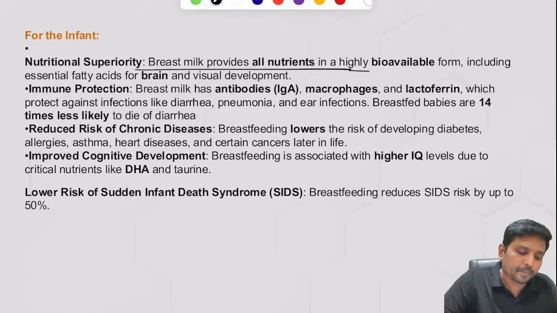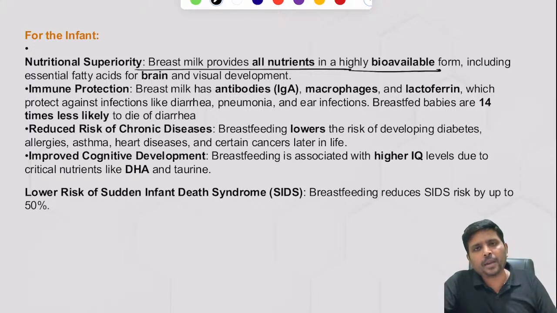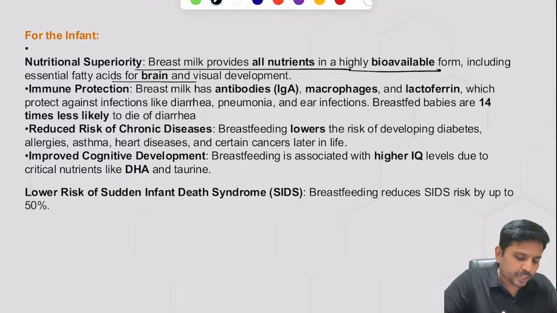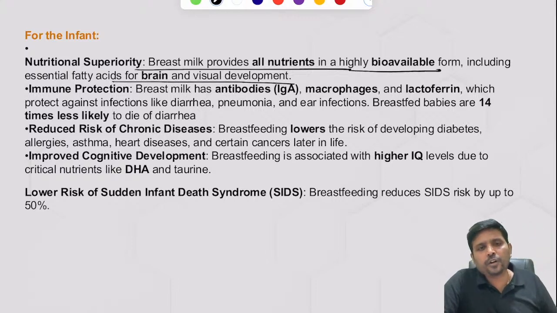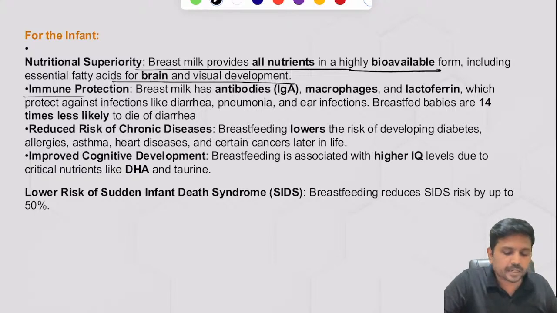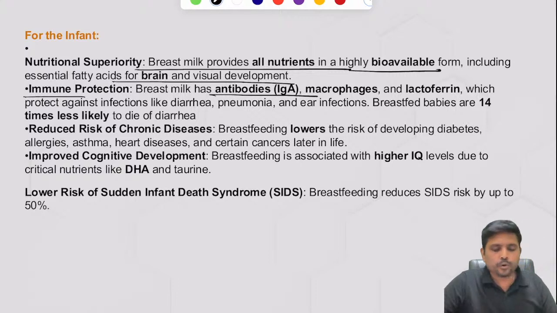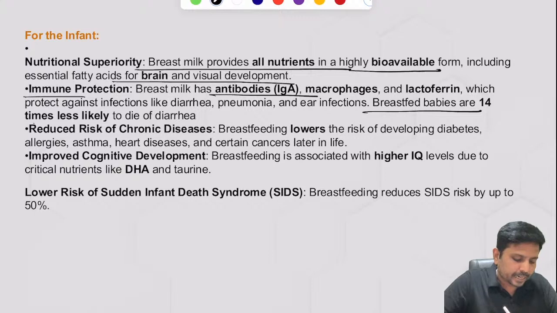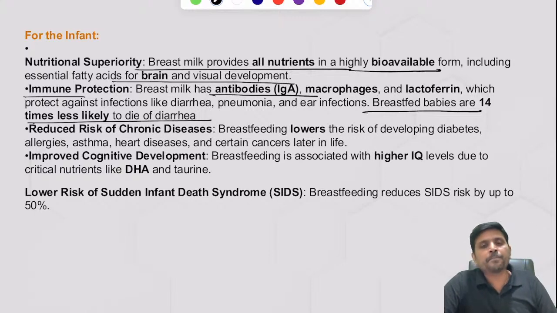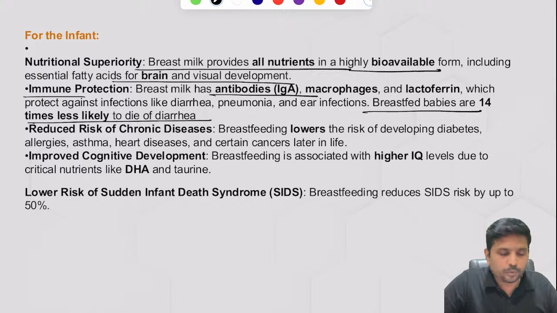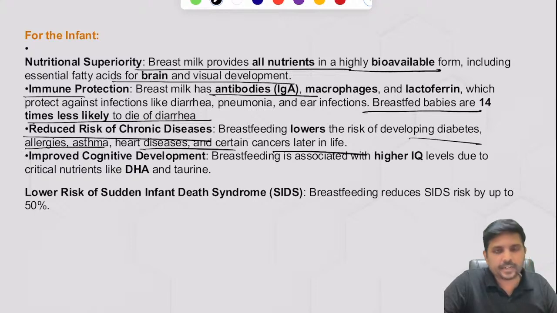They are highly bioavailable so that brain and vision can be utilized to the fullest. Immune protection by means of lysozyme, lactoferrin, macrophages, and secretory immunoglobulin. That's why breastfed babies are 14 times less likely to die of diarrhea because of the tremendous presence of immunoglobulins. Reduced risk of chronic diseases such as diabetes, allergy, asthma, heart diseases, etc.